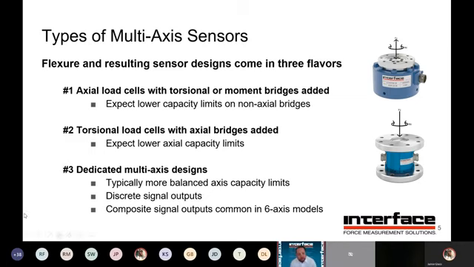So these sensors start life with the intent of being a multi-axis, and you're going to find usually more balanced capacities for the different bridges. And then from there, you're going to have either discrete outputs for each axis, or you might have a situation which is common for 6-axis sensors, where you have various signals coming out, but they're not discrete for the actual measurement axis. So I'll explain that in a little bit more detail here.